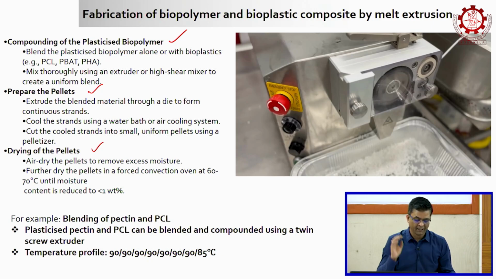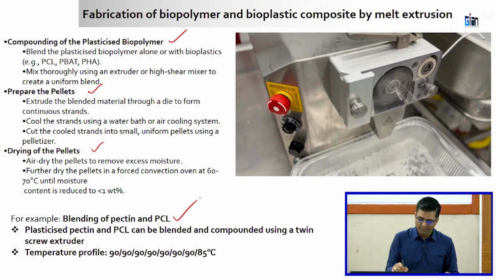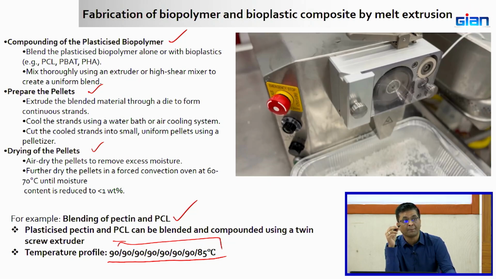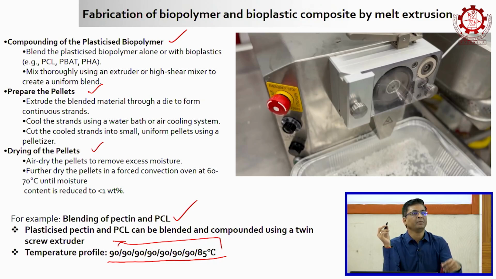So, this is pelletization. So, examples: blending of pectin with different polymeric material, temperature profile 90, 90, 90, 90, 90, 90, 85. So, different temperature profiles are set depending upon the material. If you are making a pellet from complete plastic material, this temperature is a bit higher to make a pellet. Same way with recycling, all these plastic materials can be melted and then made into a pellet and then made into a film again.